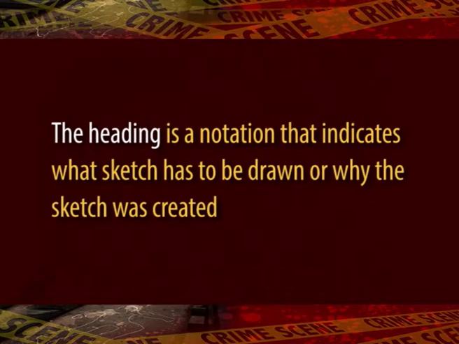Heading. The heading is a notation that indicates what the sketch is drawn for or why the sketch was created. The investigating officer can draw many sketches, each with a specific purpose. Here are some examples. The investigating officer, first of all, should draw a rough sketch of the overall crime scene and its related area. In another sketch, one can depict a single evidential aspect such as a blood stain or bullet trajectory. So, dear student, the heading informs the viewer of the purpose of the sketch.